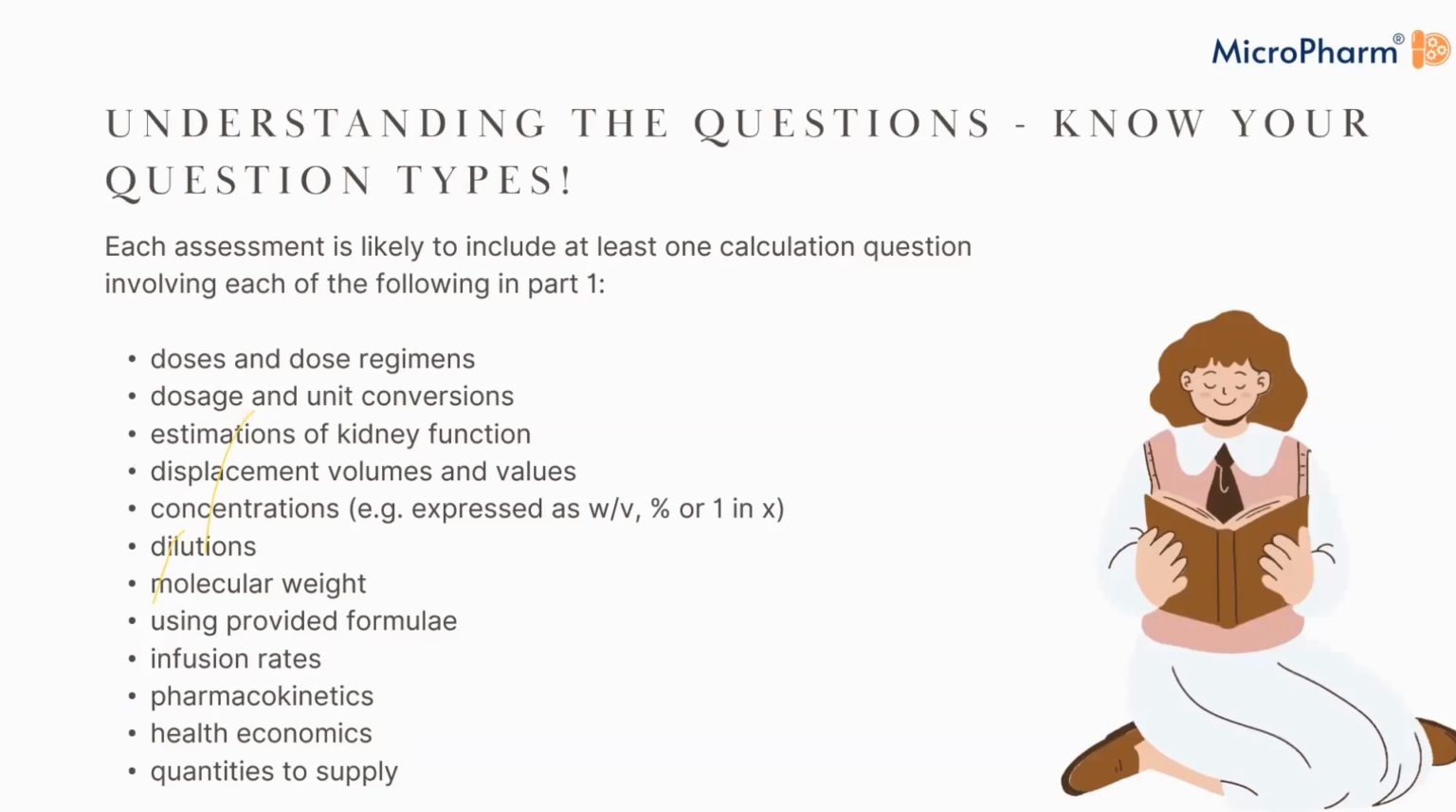That being said, with 40 calculation questions in part one, there aren't 40 types of questions there. So you may get repetition. You may get more of one type of question than another type of question. So familiarize yourselves with all of these. Okay, it's incredibly important that you do.